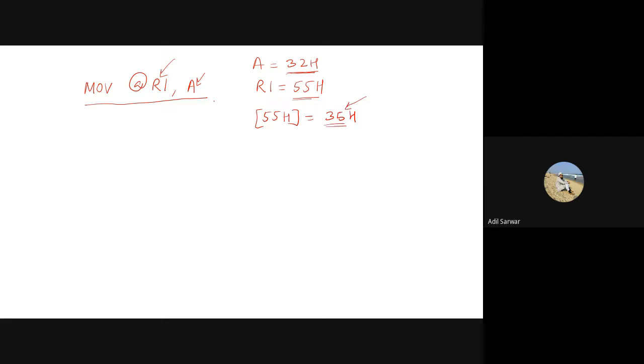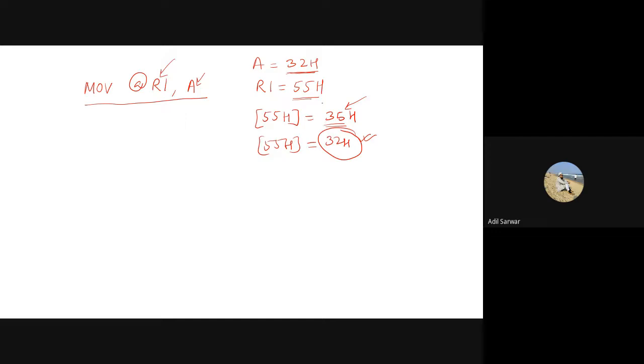So MOV @R1, A, and let us refresh everything. Say A is having 32H, and say R1 is having 55H. And 55H is the memory location, and it is having some value, say 35H. So what will happen here? The content of A is 32. Where will it go? It will go to the address pointed by R1. R1 is pointing towards 55H. Earlier 55H was having 35, but after this instruction, 55H will have a value of 32H. Is it clear? Yes, sir.